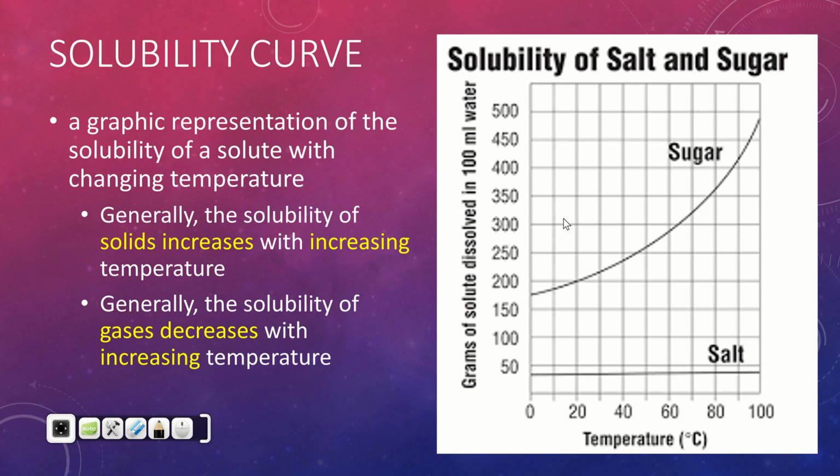If we do see a line going down, I'm going to bring up another solubility curve. That means that is most likely a gas. So if the line is going up, it's a solid. If the line is going down, it's a gas. Now, we are giving you salt right here. As you can see, with table salt, it barely changes at all. It is going up, ever so slightly, so it is a solid, but salt really doesn't change its solubility too much.